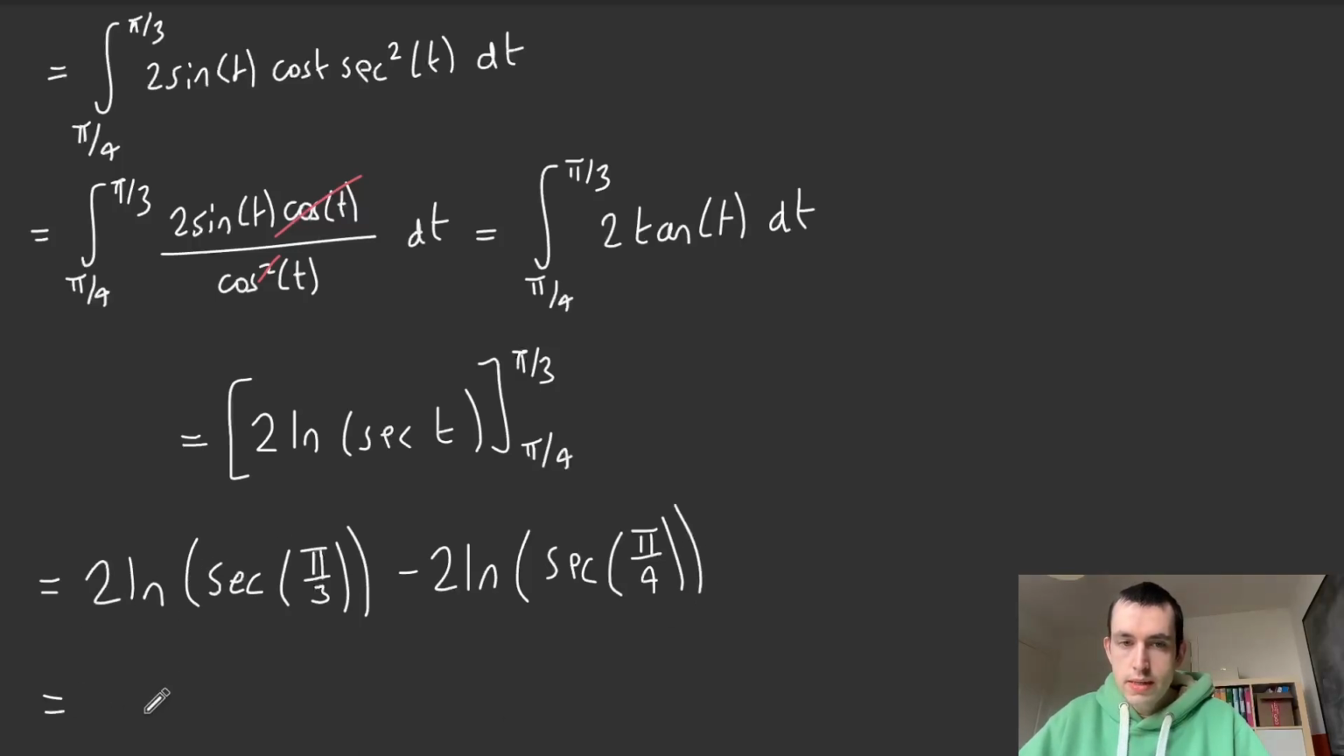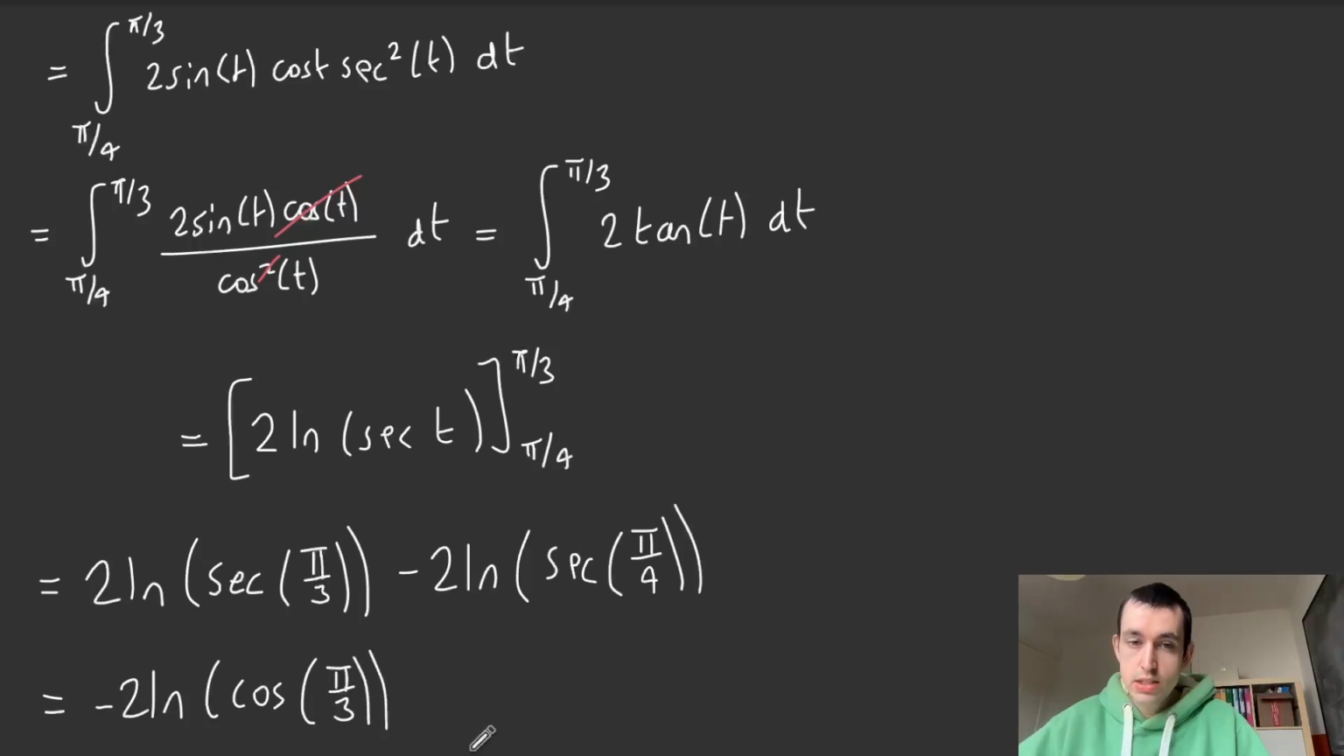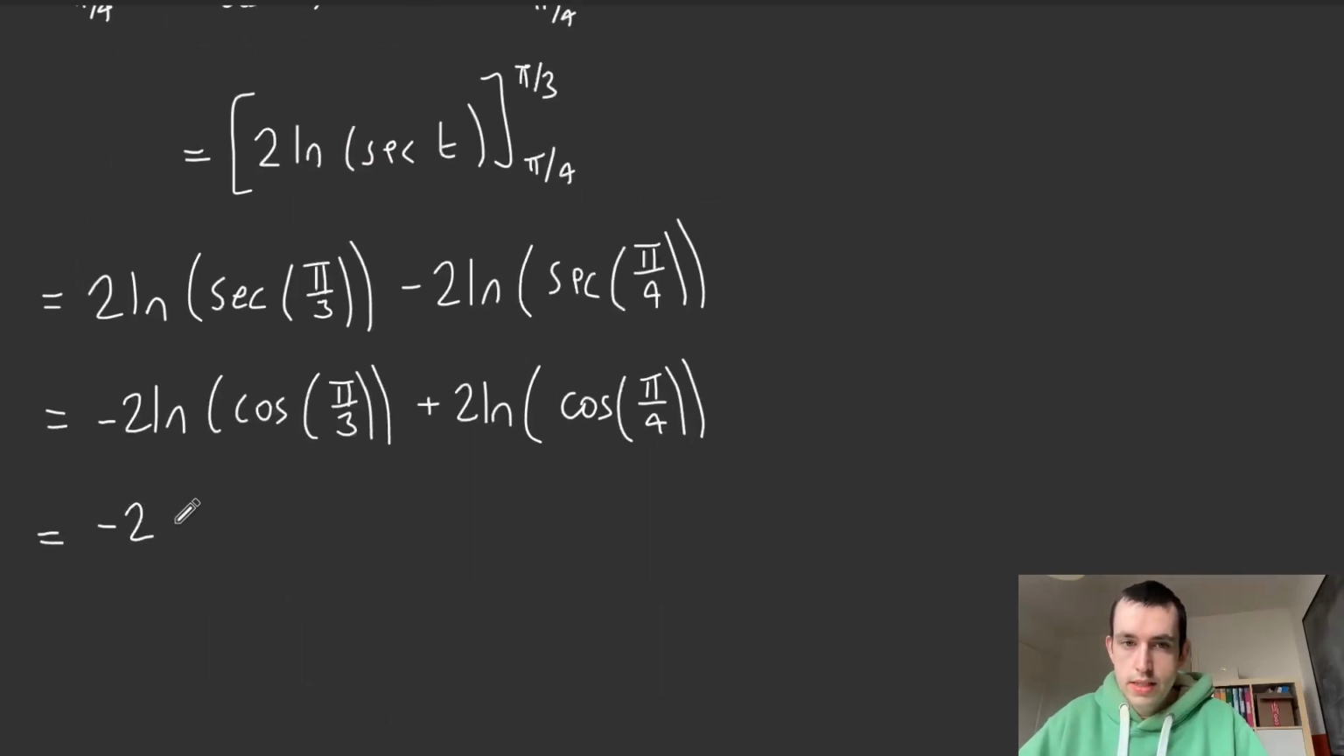I can now turn that into cos by doing this. Sec is cos to the power of minus 1, so using the laws of the natural logarithm, I bring up the power of minus 1 and then bring it down to the front. Similarly, I can turn that into a cos. Power of minus 1 is floating around, so I'm bringing it to the front. And if we continue, cos of pi over 3 is a half, like this, and cos of pi over 4 is 1 over root 2.